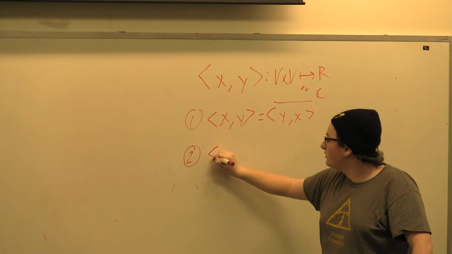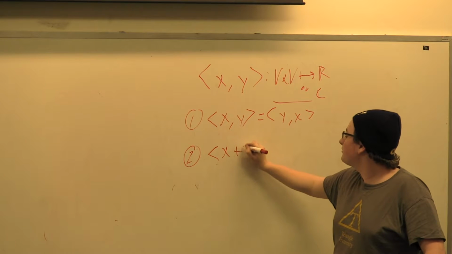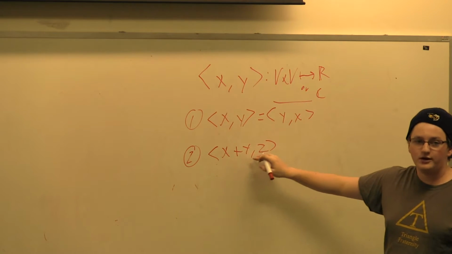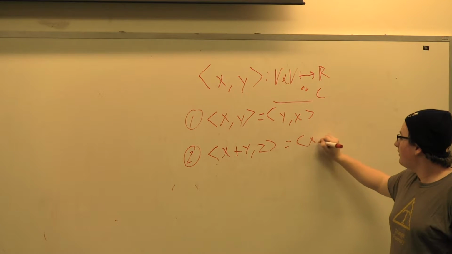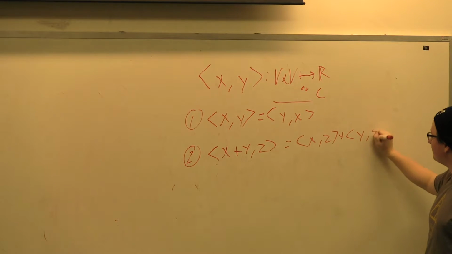Linearity, so the inner product of the quantity x plus y with z is the inner product of x with z plus the inner product of y with z.